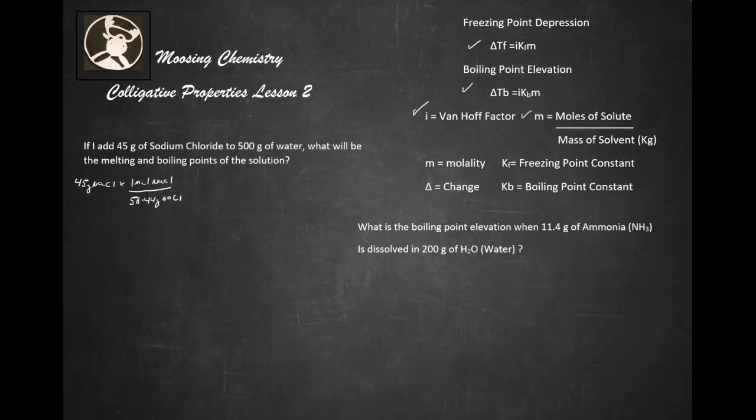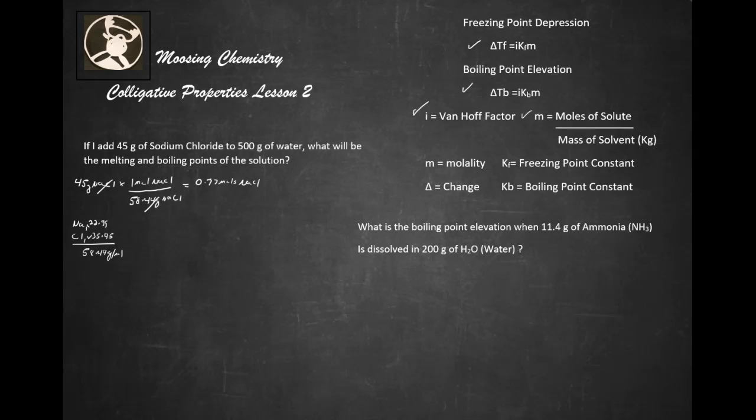Now, where did that 58.44 grams of NaCl come from? Well, that came from our molar mass. Remember that sodium is 1 times 22.99, Cl is 1 times 35.45, and that gives me a total of 58.44 grams per mole. All right, so our grams cancel out, and that gives me approximately 0.77 moles of NaCl.